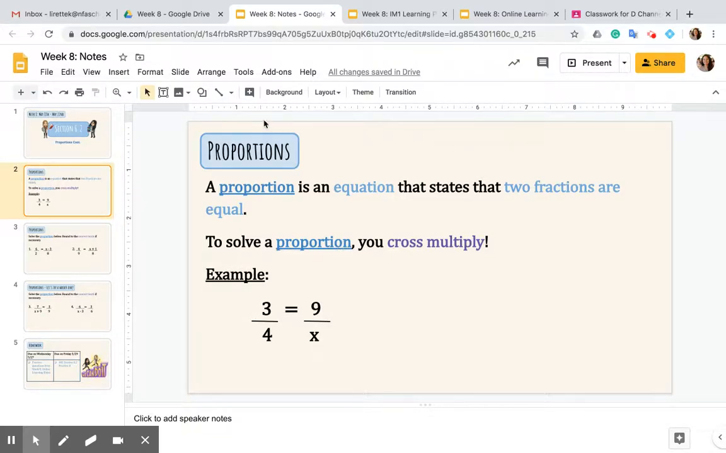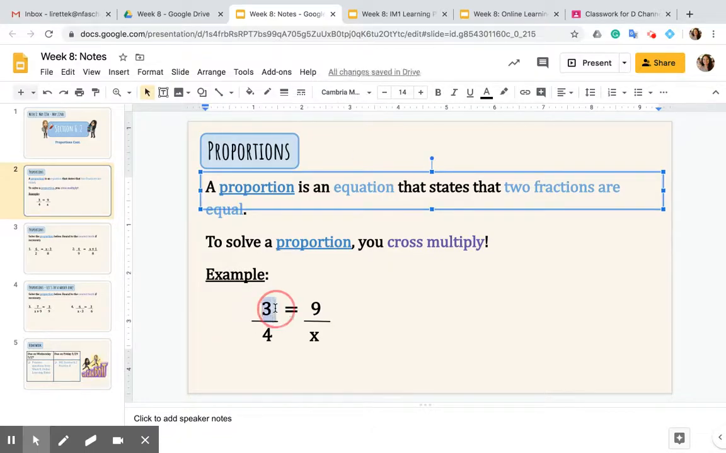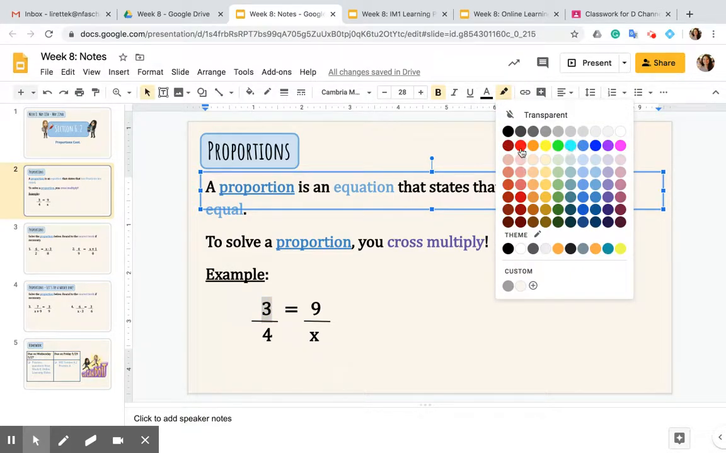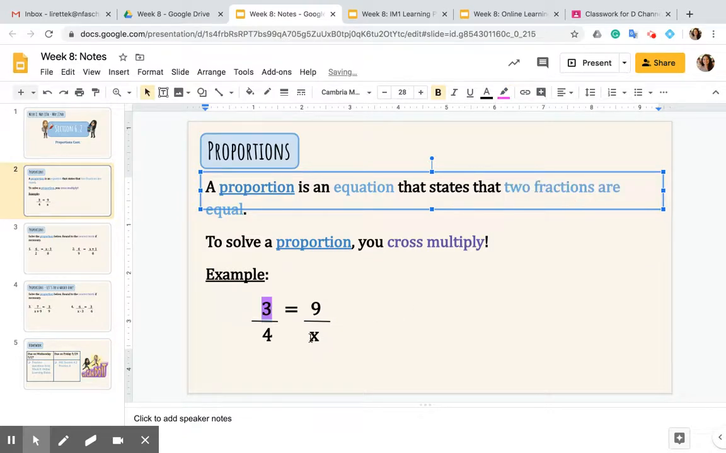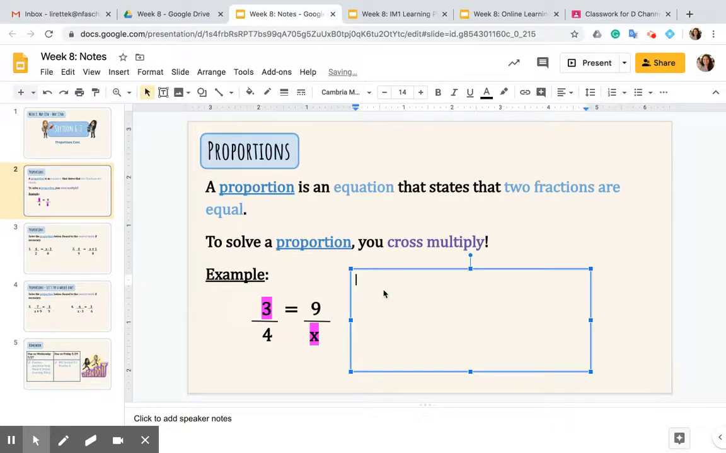So I'm going to do a bit of review here. This is actually an easy one, like what we did last time. I'm just going to insert a text box to the side here, and I'll highlight things as I go. When you're solving a proportion, you're multiplying diagonally across and then putting an equal sign in between those two products. So one of my cross products here is going to be 3 and x. So I'm going to take those two products, 3 times x.